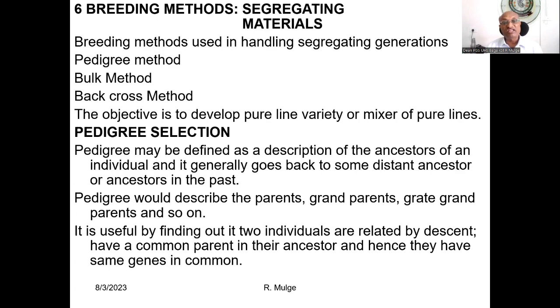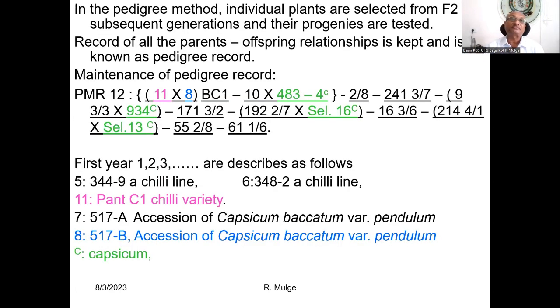It is useful for finding out whether two individuals are related by descent. If you take any individuals into consideration, whether they are related to one another or not, you can answer this question by following the pedigree method. And if they are related, yes, they have a common parent, and many common ancestors, and they have the same genes in common. That is the implication or meaning of it.